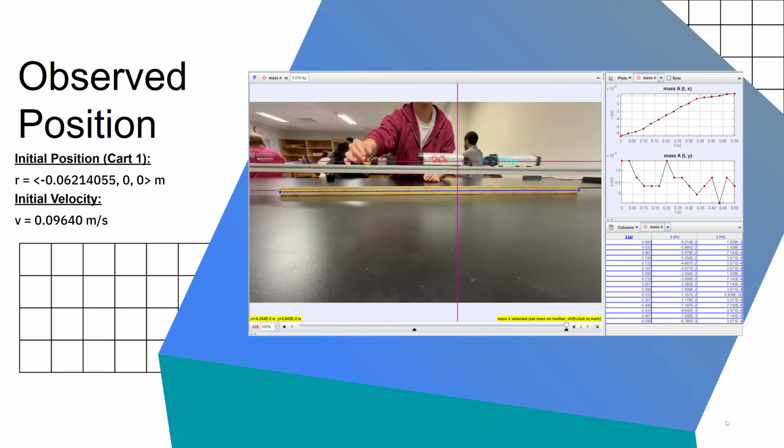As you can see here on the Tracker application, there's the observed initial position of cart 1, which starts at the left: r is equal to negative 0.0621455 as initial position, and initial velocity being v is equal to 0.0964 meters per second, while cart 2 will be at the initial position of 0 and initial velocity of 0.